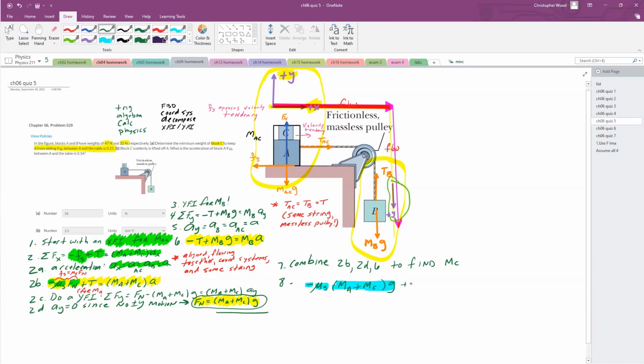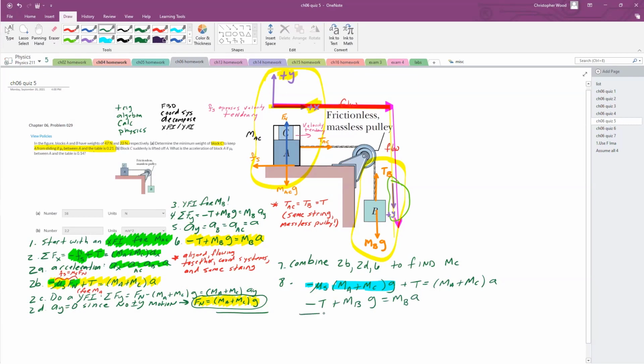Plus T equals MA plus MC times A. Okay. Now I'm combining it with number 6. This is what I got from number 6. I've got minus T plus MBG equals MBA. All right. So that's it.